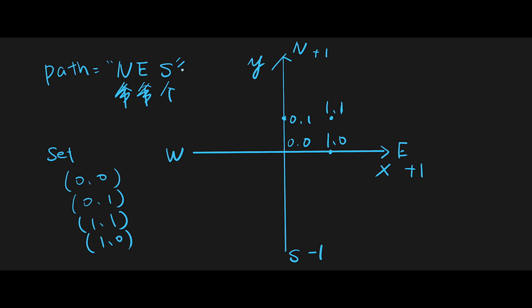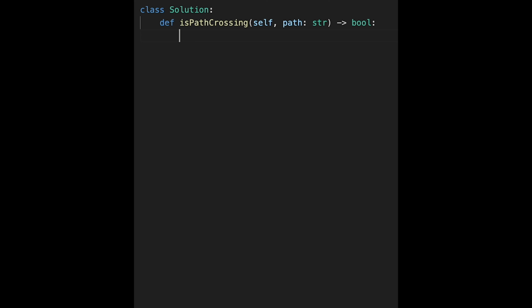And if we have W here, W is -1 for the x coordinate, right? So add -1 to the x coordinate, and that means 0, 0. So we move to the 0, 0 position, and check 0, 0 in the set, and we have 0, 0, right? So if we have W here, we should return true. Yeah, so that is the basic idea to solve this question. With that being said, let's get into the code.